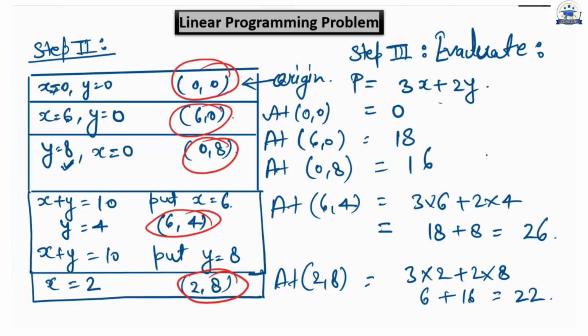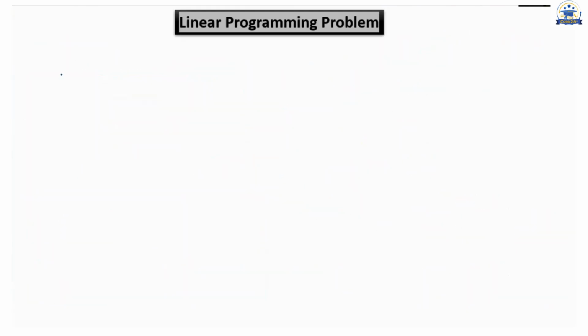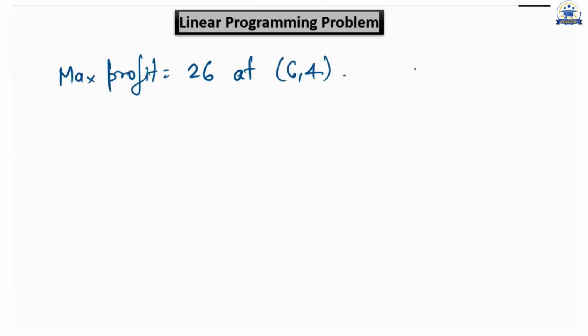You have to find the maximum value of your profit equation. So what is the maximum value? 0, 18, 16, 26, 22. Yes, obviously it is 26. Okay. It means max profit equals 26 at what point? 6, 4. And now if you want to draw this shape, let me draw it.